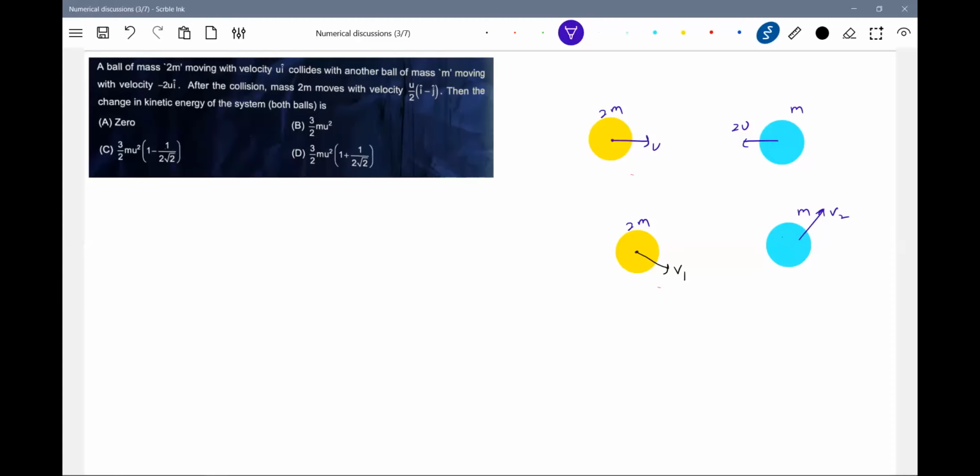V2, I'll make it here. So this is making u by 2 i cap. This angle, I'm very sure it is 45 degrees, the way it is given. u by 2 i cap minus u by 2 j cap.